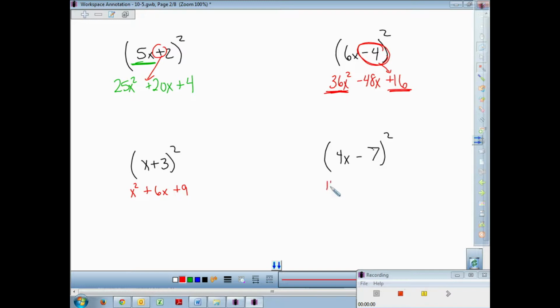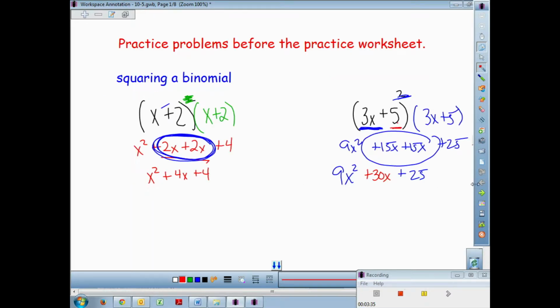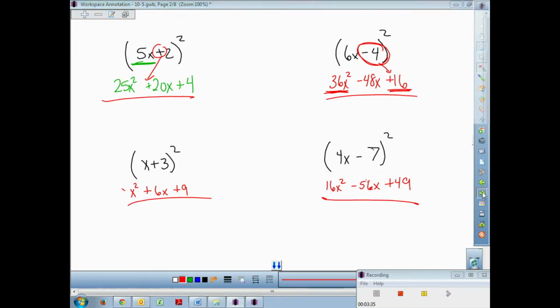Square the first guy, 16x squared. The product of these is negative 28x. We need 2 of those, so negative 28 times 2, negative 56x. You can always use a calculator to take stuff times 2. And then square the last guy and get a 49. So this is what I really recommend you try to do. If you forget that shortcut, you can always bail yourself out by writing them times each other. It's a binomial times a binomial. You'll FOIL it. But if we can learn that shortcut, life will be a lot faster for us.